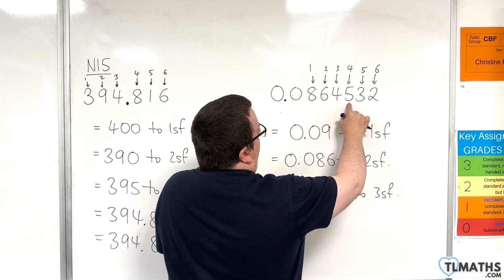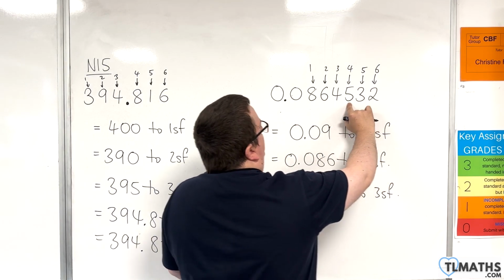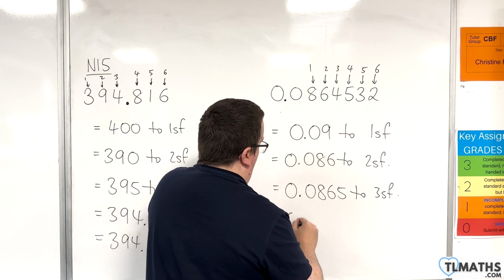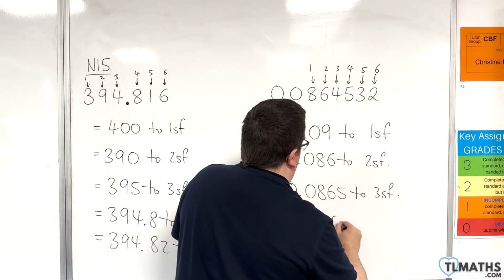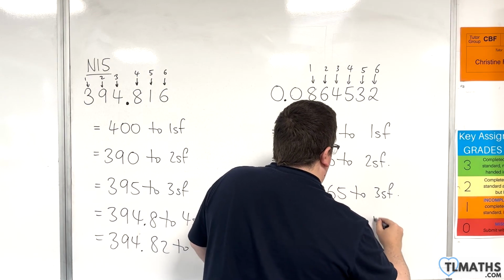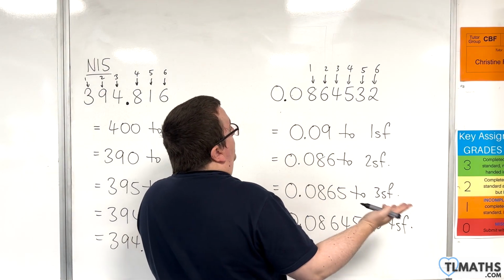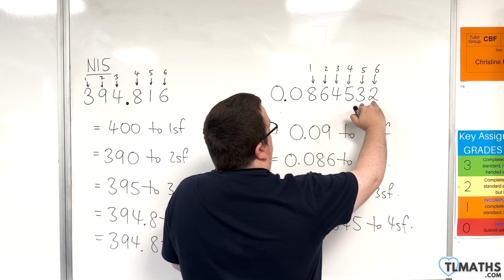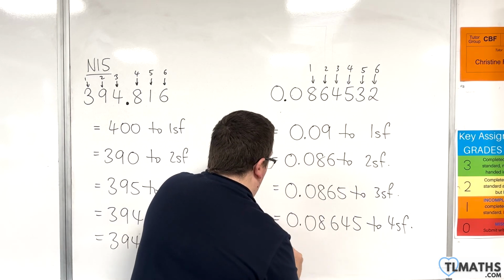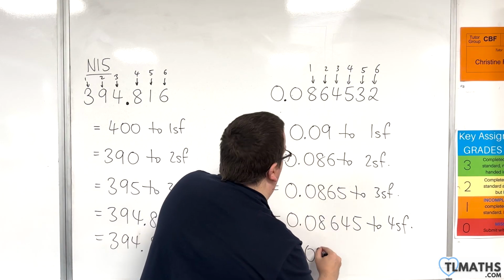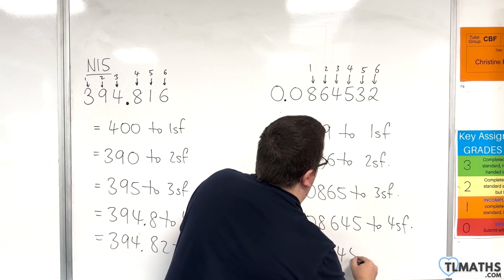To 4 significant figures, the number to the right is less than 5, so it's 0.08645. And then to 5 significant figures, the number to the right is less than 5, so it would be 0.086453.